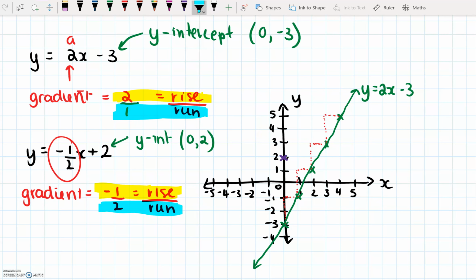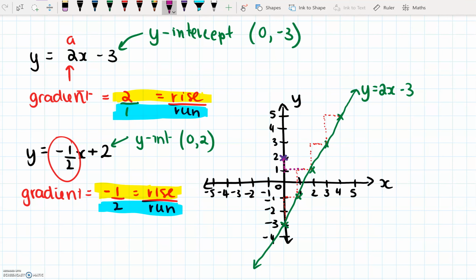So if you have a negative, basically, instead of going up, go down. That's the easiest way to remember it. Always, if there's any negative, just make sure instead of rising that you drop. Still run in the same direction. So from this 2, we are going to drop 1, and then our run was 2.